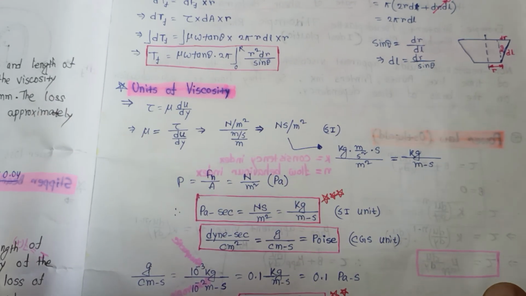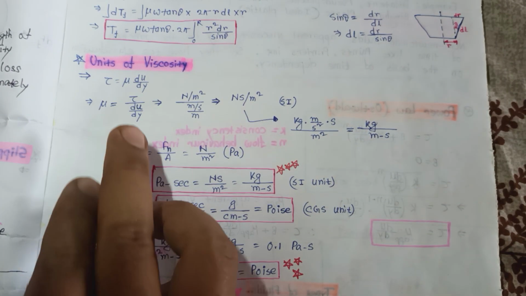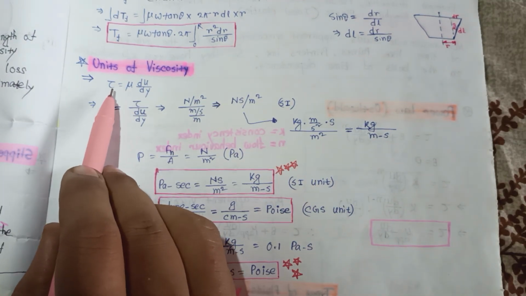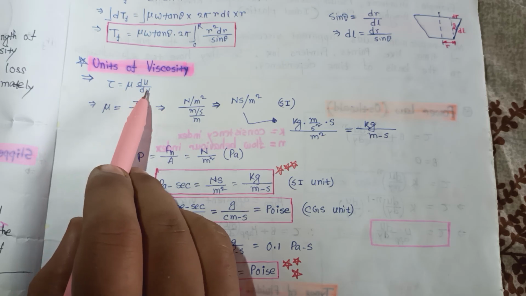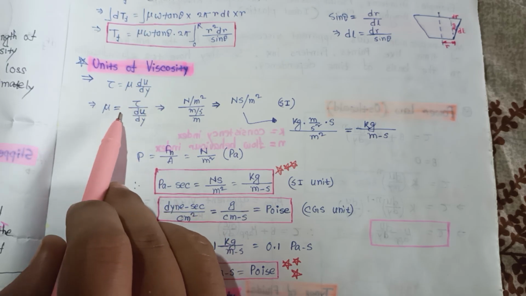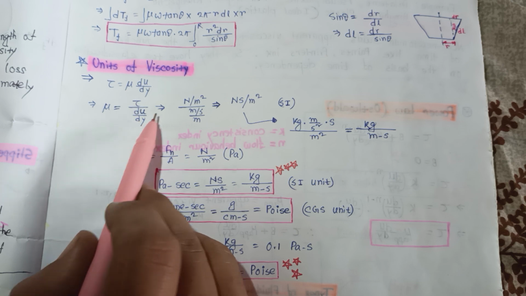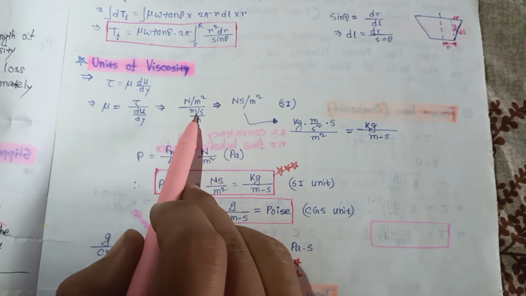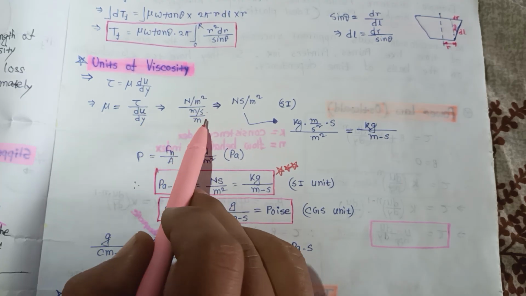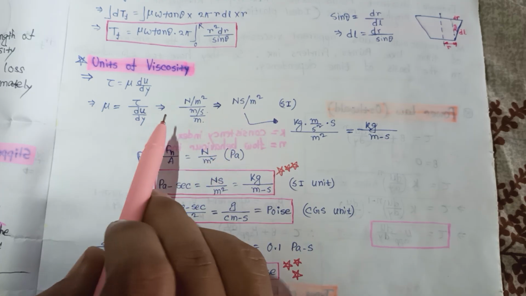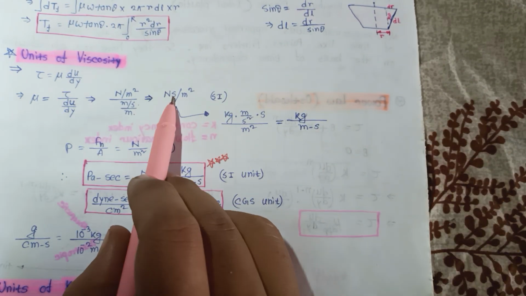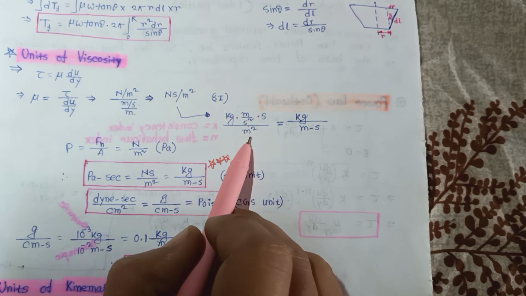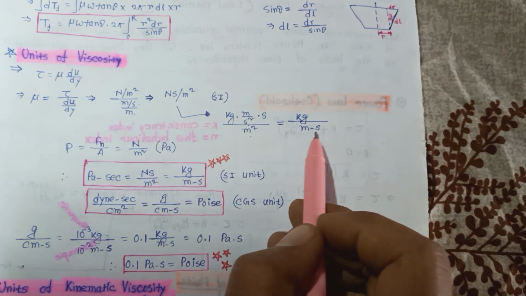Now let's try to understand the units of viscosity. From Newton's law of viscosity, we know that tau equals mu into du by dy. So from here mu is equal to tau upon du by dy. The unit of tau is Newton per meter square, the unit of u is meter per second, and y is meter. So from here we get Newton second per meter square. Newton means kg meter per second square, and with the second by meter square, from here you can get kg per meter second.